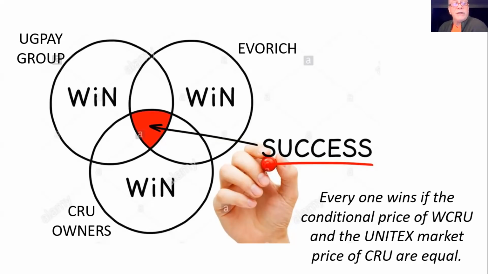But if we all understand that a CRU, even though it's not a security, is 2 mouse clicks away from being a security token, we need, as a group, to come together to understand that we need to start lifting, and lifting significantly. And we know the price that we need to lift things to, because UGPay Group have told us what they're actually going to be doing with the price of World CRU.